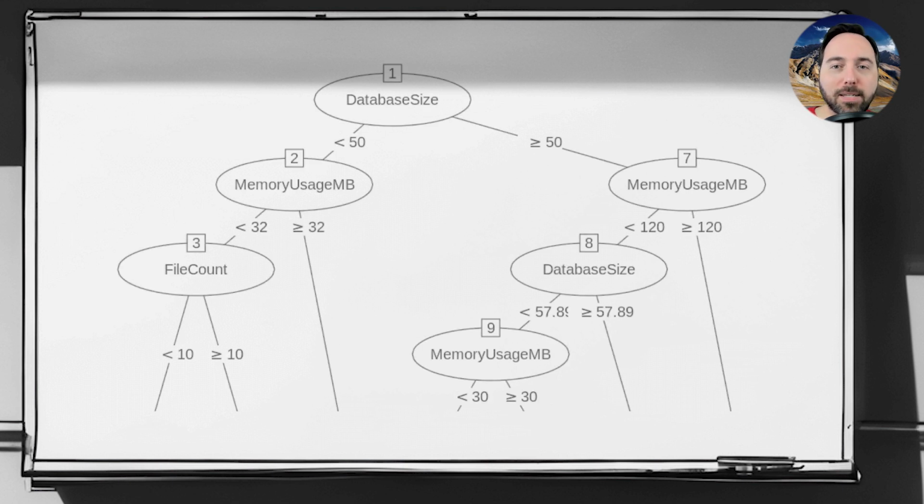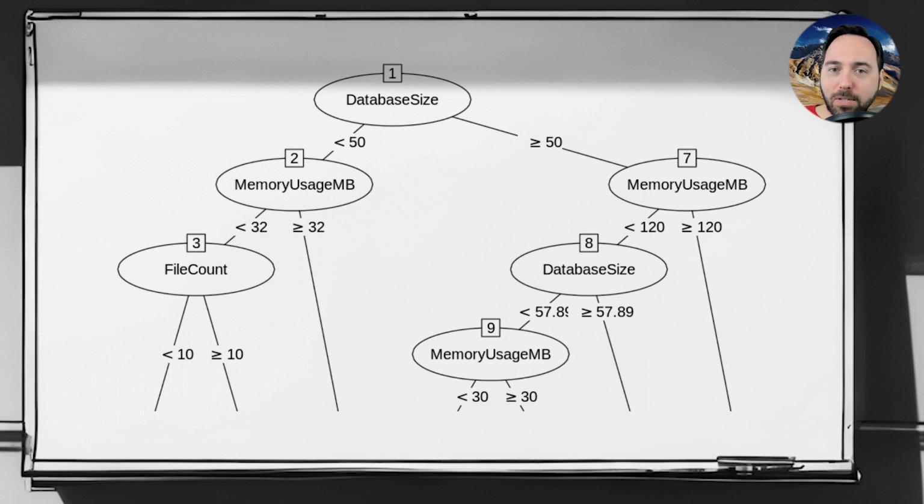So alright, let's now talk about our first algorithm, classification and regression trees, or CART. The idea behind CART is deceptively simple. It's a decision tree, or a series of if-else statements. If the database size is less than 50 gigabytes, and the memory usage is less than 32 megabytes, and the file count is less than 10, something. If the file count is greater than 10, well, something else, and so on. We build out these if-else statements in such a way that we provide answers at the end. In our case, we're looking for a specific class of result.